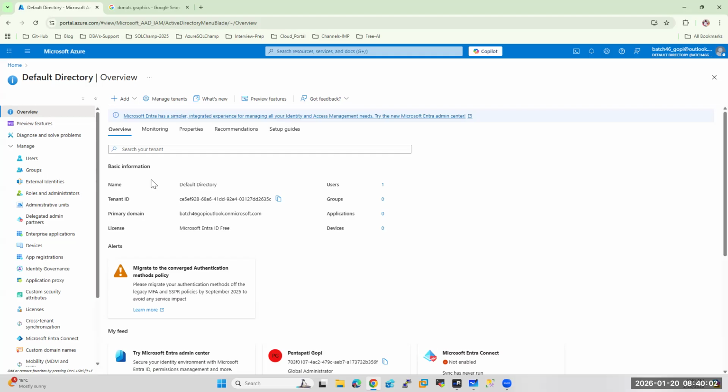Microsoft is too smart. So a tenant is not a user. Okay? Got it, got it.